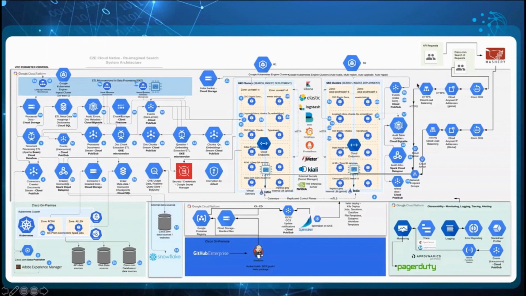On the right-hand side, you see the query components, the GKE clusters. On the left-hand side, you see the ingestion-related components. This talks about the on-premise Kubernetes cluster and the data sources. We have Jenkins and Spinnaker as a CI/CD platform, along with observability.